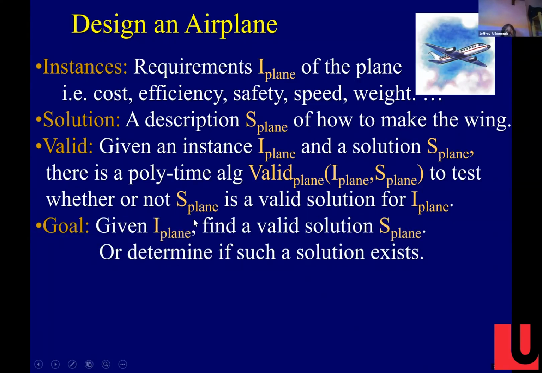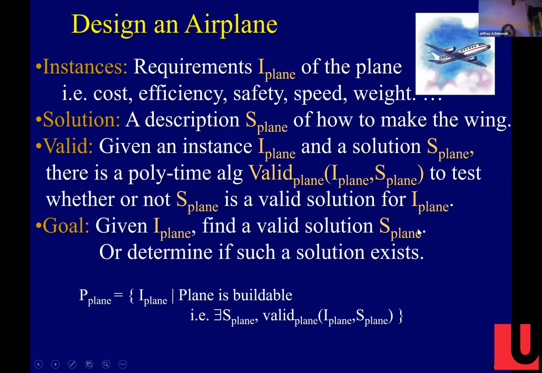And what is our goal? Our goal is, given the input, which tells us the requirements on the airplane, to find a way to build it. Free lunch would be that I can quickly find how to build this thing, or prove that there's no possible solution. That's what I want to do fast. I want to know, given my requirements, can I build it? And if so, how do I build it?